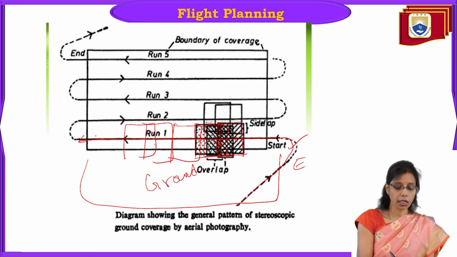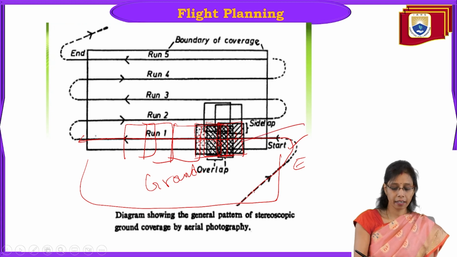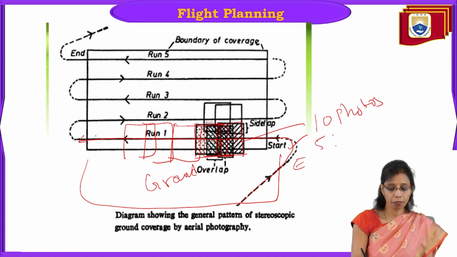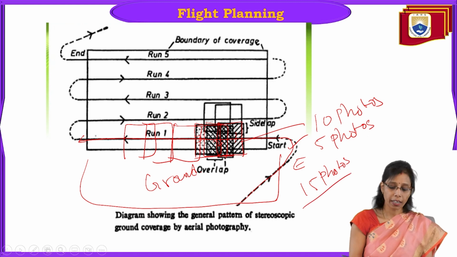So this is run 1. It has taken run 1. From run 1, it may cover the entire area with a minimum of 10 photos, or depending on the scale, a minimum of 5 photos, or let us say it can be 15 photos. That depends on the scale. If the scale resolution is high, it may take more photos. If the scale resolution is low, it may take fewer photos.